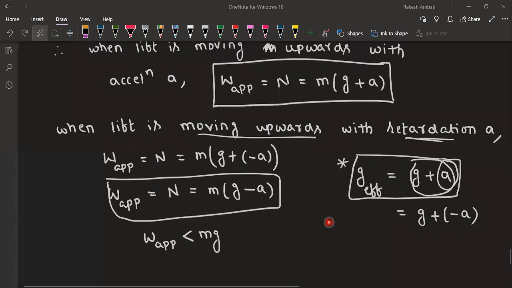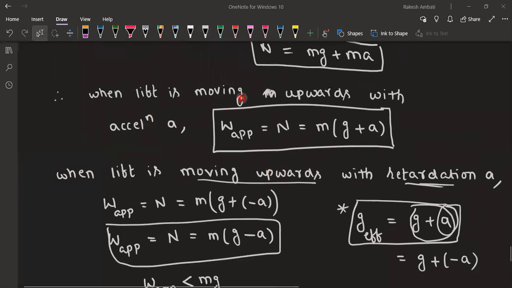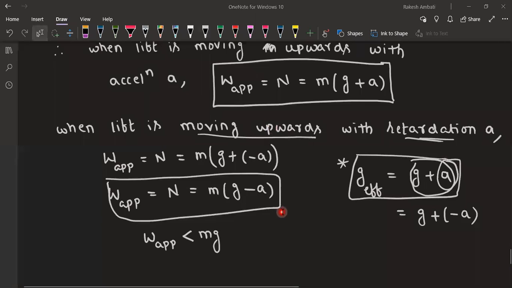Yeah, write down please. In this case also the lift is moving upwards but with retardation. So we have done both cases: the lift moving upwards accelerating, and the lift moving upwards with retardation. In both cases, we have the equation of apparent weight.